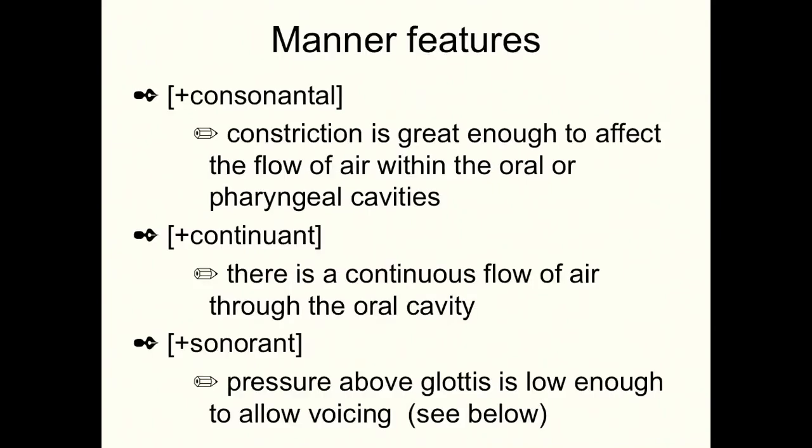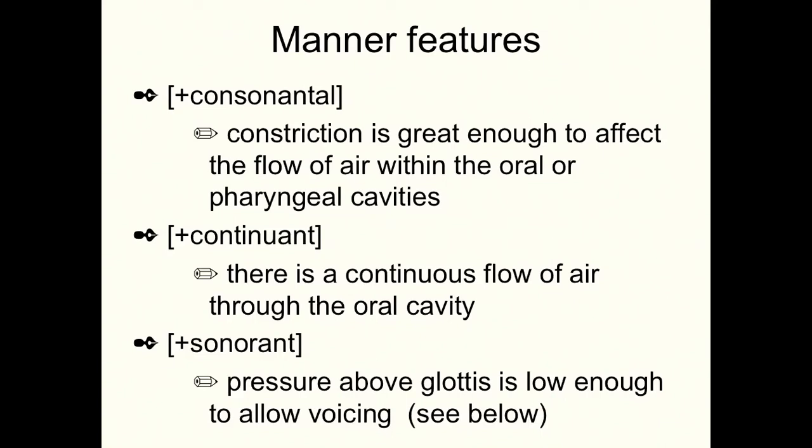There are a number of different feature systems that are around, but the one that we use is a fairly conservative one, mostly from what people were using in the mid-1980s and since, although there are some competing theories which are around. For manner of articulation, these are three of the really important ones. A sound is plus consonantal if there's a constriction that's great enough to affect the flow of air within the oral or pharyngeal cavities. So constrictions at the larynx don't count, but above the larynx do. If something doesn't have such a constriction, it's minus consonantal.